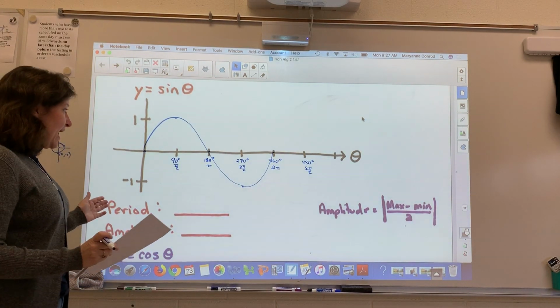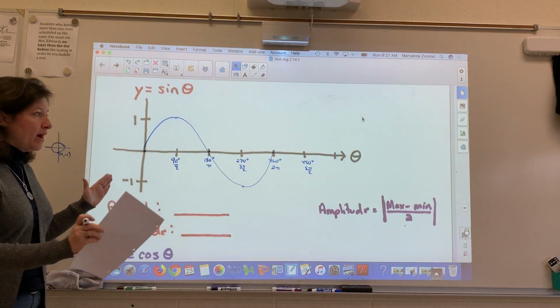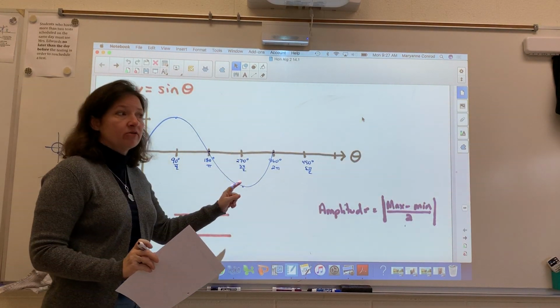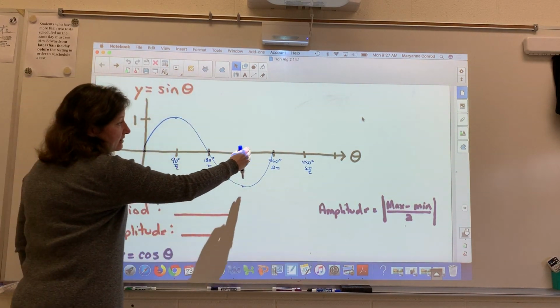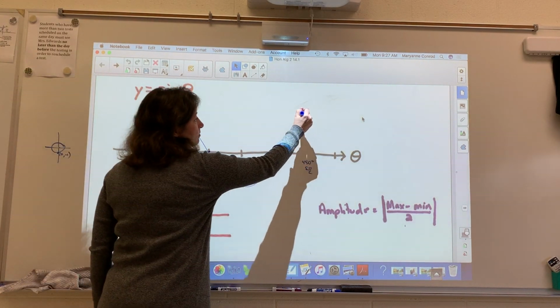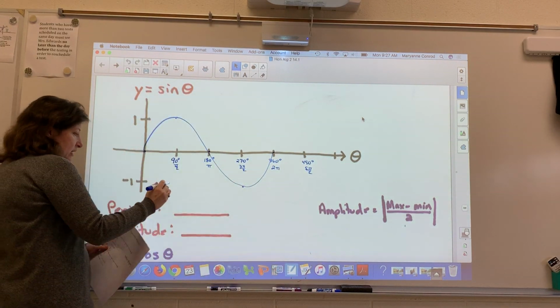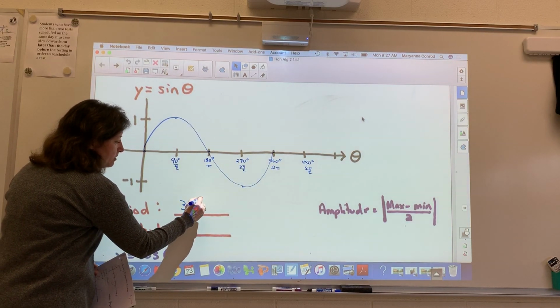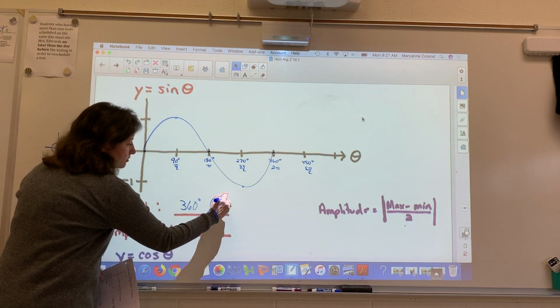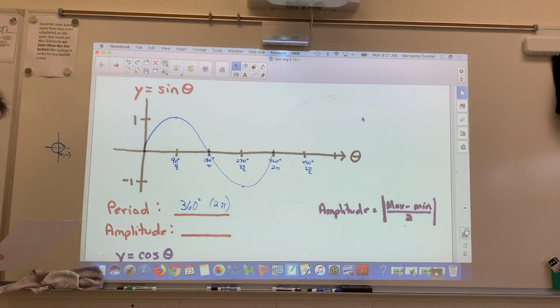So when I ask you for the period of the function, I'm asking you how long do I go horizontally before I start repeating the exact same graph? As you can see at 360, I would start repeating the exact same figure. So every 360 degrees, or for radians, every 2 pi, depending on which mode you're asked to graph in. So 2 pi will be the same as 360.